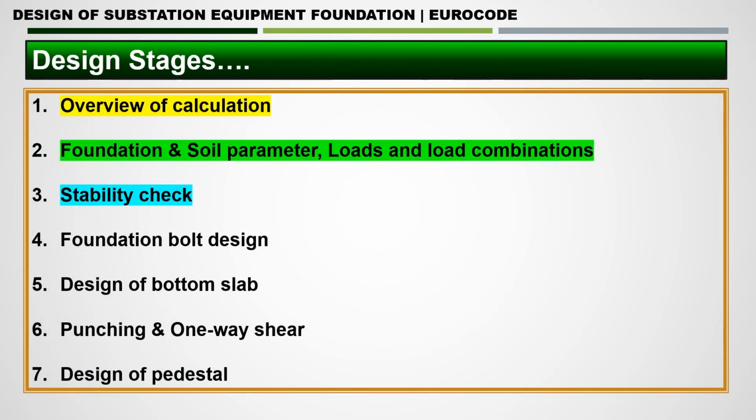These are the various design stages. In series 1 we have seen the overall overview of calculations. The second is the foundation and soil parameters, loads and load combinations, which we saw in the last video. In this video we are going to talk about the stability check and do the calculation for it. The fourth is the foundation board design, upcoming, and the fifth is the design of the bottom slab. The sixth is punching and one-way shear for the bottom slab. Finally we are going to conclude this 7-part series with the design of the pedestal. So now we move on to our Excel calculation.